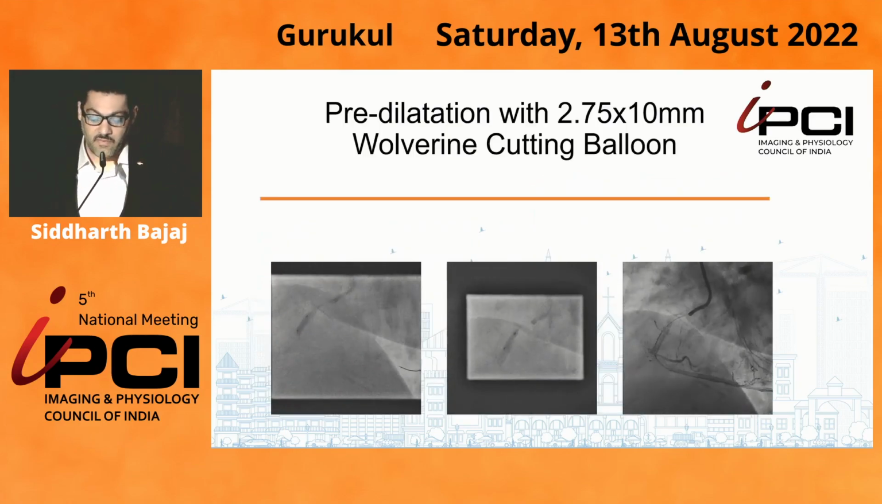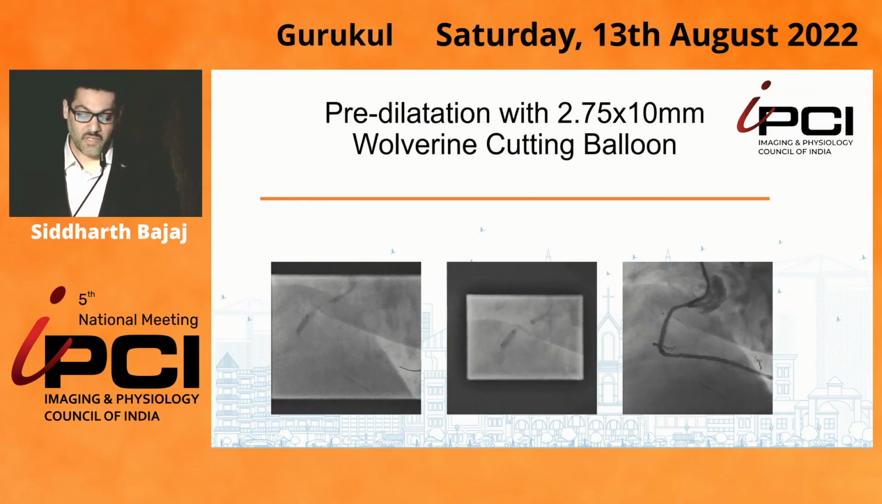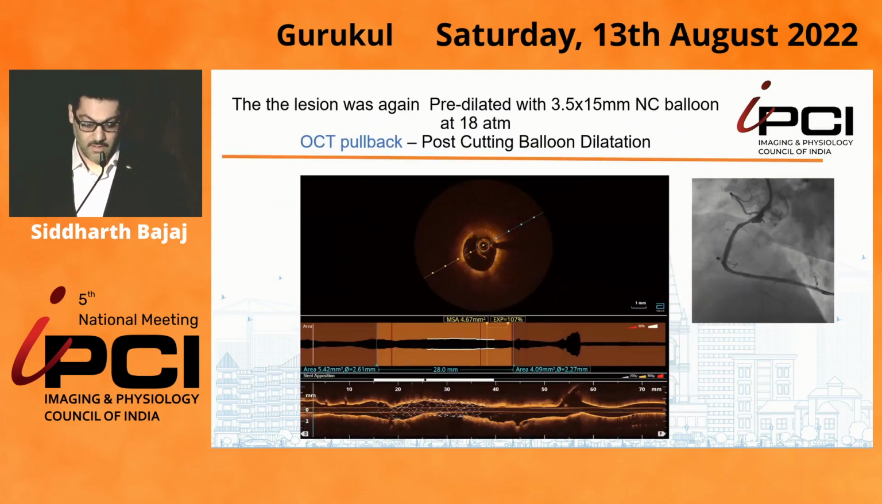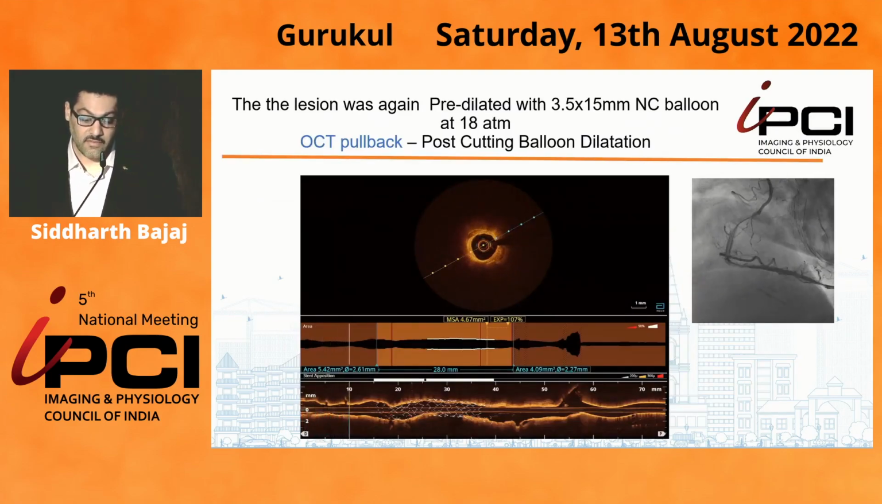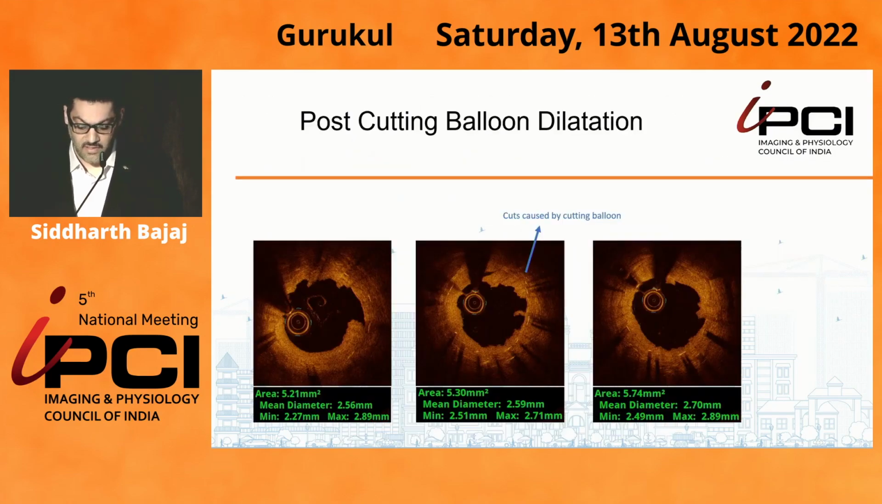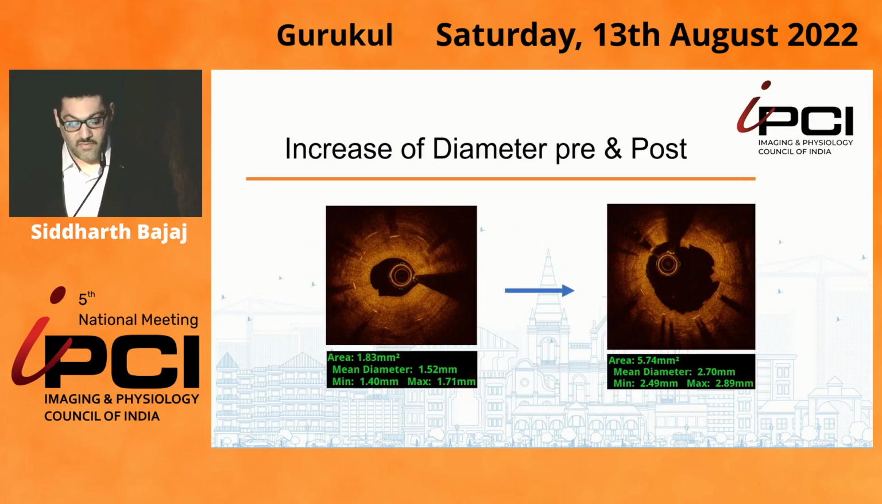So we did another dilatation with a Wolverine 2.75 by 10 millimeter cutting balloon, and following that we did dilatation again with a 3.5 by 15 mm balloon, and then did an OCT pullback, which showed an increase in the area to 5.74 square millimeters. This OCT also demonstrates the cuts caused by the cutting balloon. So there was an increase in area from 1.83 to 5.74.